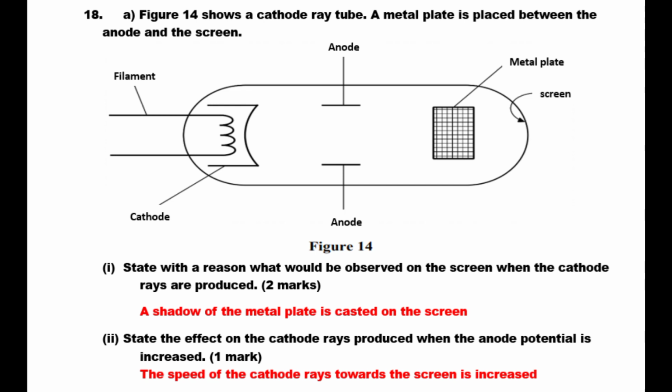So when you increase the anode potential, remember the anode is the one that is accelerating the electrons towards the screen, because the anode is positive and the electrons are negative. So in other words, the speed of the cathode rays towards the screen is increased, or the speed of the beam of electrons towards the screen is increased.